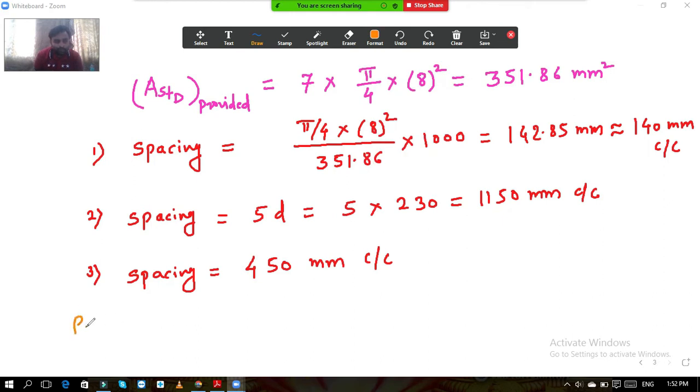So I will write here, provide 8 mm diameter bar at, what is the minimum spacing? It is 140 mm center to center. Okay, instead of 8, if you provide 10 mm bar diameter, then spacing will get increased.